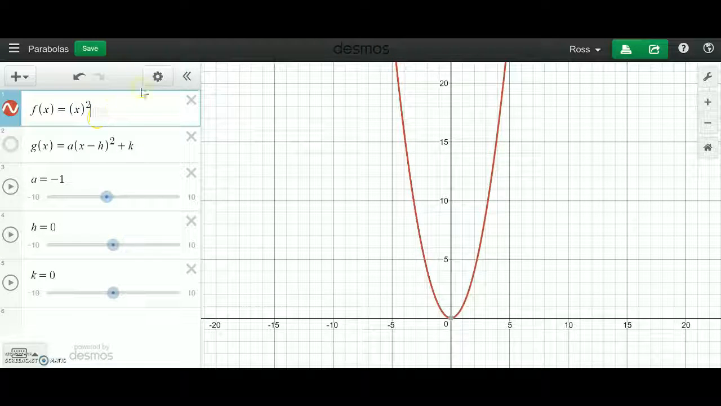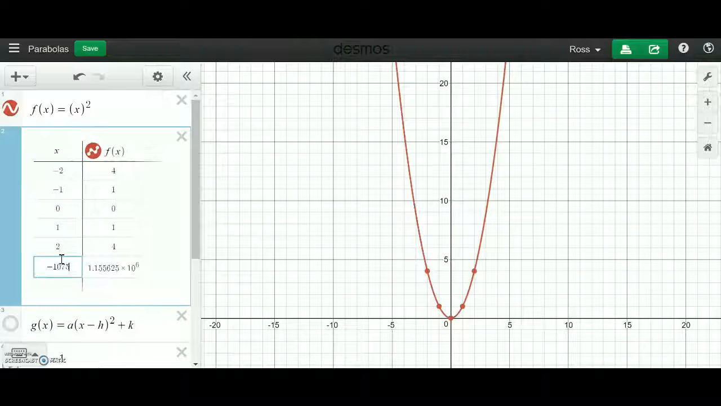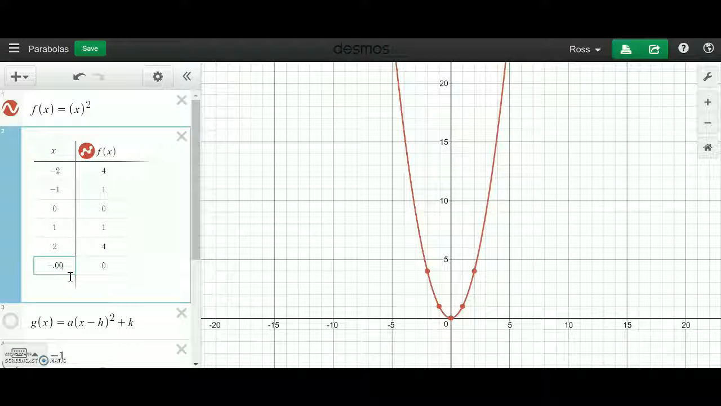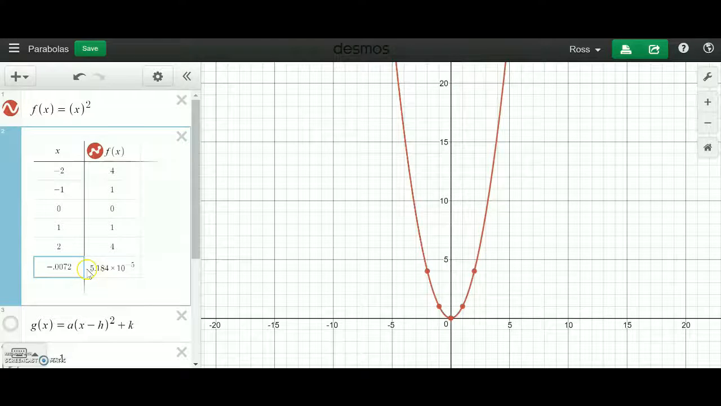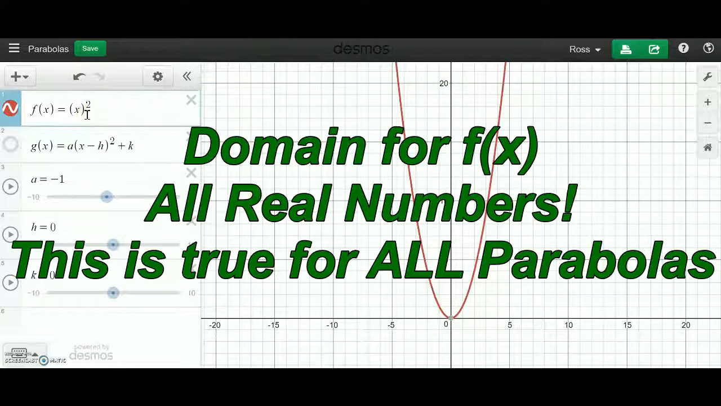So I could plug in here something crazy, maybe negative 1075, and I'm going to get a number. Now it's a really big number, but I still get a number. I could plug in something very small, negative 0.0072, and once again I get an output. It's a very small output, but I get an output. So the domain for this function is actually all real numbers. You could plug in any real number for x and get an output.